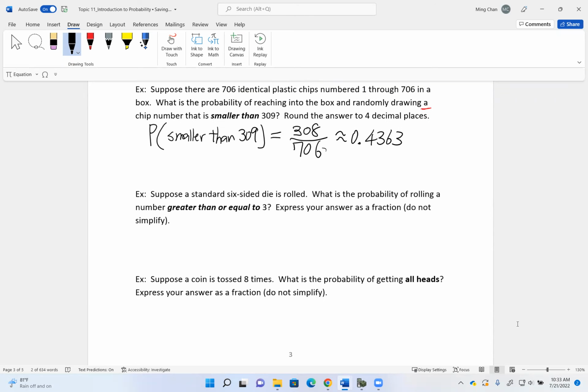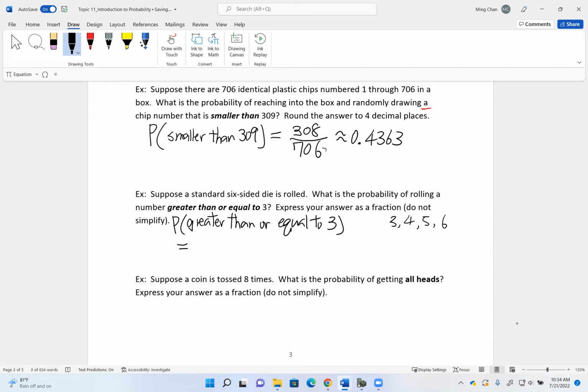A six-sided die is rolled, I'm rolling a die. What is the probability of rolling a number that is greater than or equal to 3? So think about how many ways I can roll the die and get greater than or equal to 3. Well, there's 3, there's 4, there's 5, there's 6, right? It's 6-sided, so there's no 7.